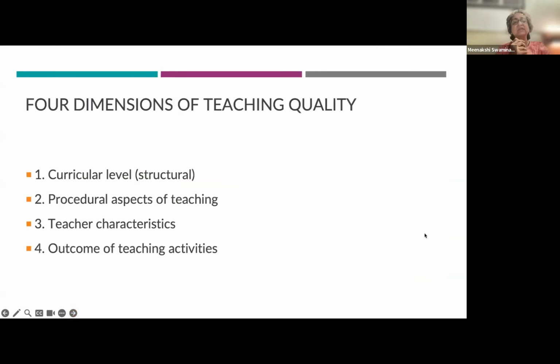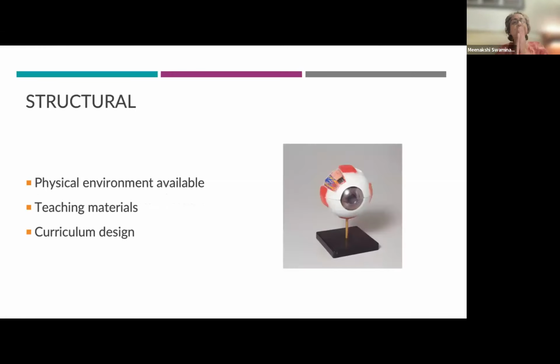So when you look at this a little more deeply, when you talk of teaching quality, we're talking of 4 dimensions. That is structural, procedural, teacher characteristics, and what is the outcome of all the teaching activities. And we look at this in a little bit more detail. What do you mean by structural?